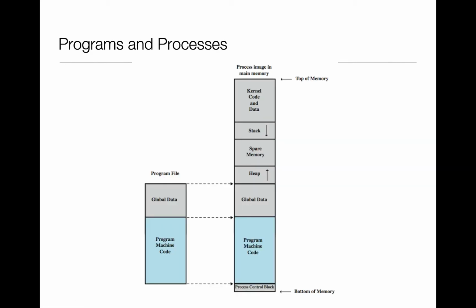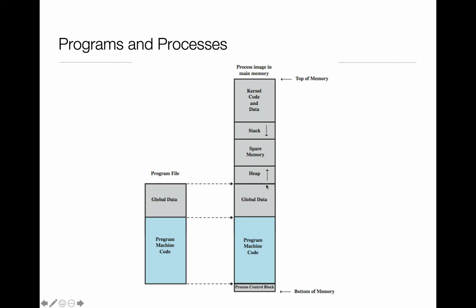So in order to understand where these bugs come from, let's take a step back and look at how programs are loaded in process memory. If you have your program file that you're trying to load, it typically consists of the program machine code as well as the global data, and this is essentially copied over into the process memory.